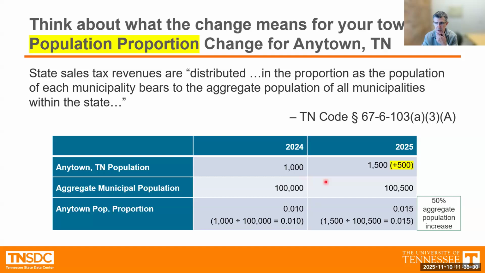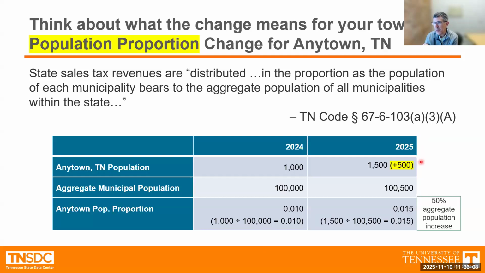So the way you might be able to use that to get some idea how this might work for you is to look at, we're going to use Anytown, Tennessee in 2024, and let's just say that its population was 1,000 people, and the aggregate population of all the municipalities in the state of Tennessee was 100,000 people. So if we take 1,000 and divide it by the aggregate population, 100,000, Anytown, Tennessee's population proportion is 0.010.